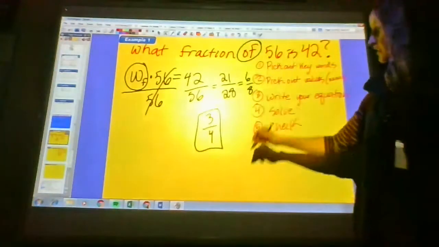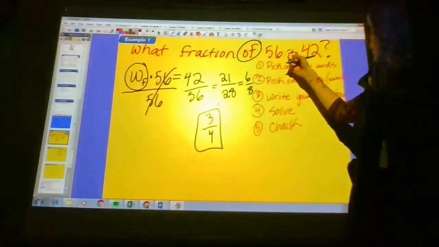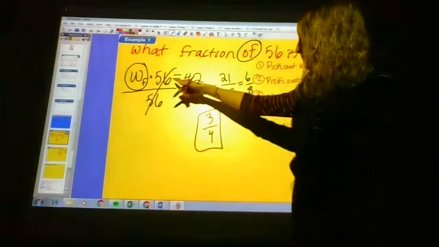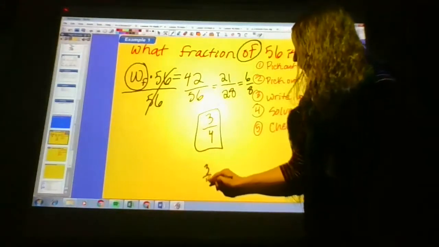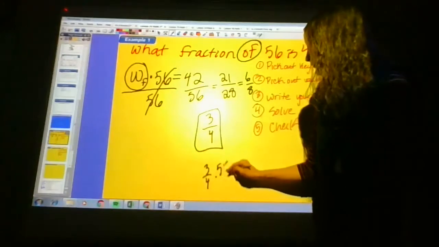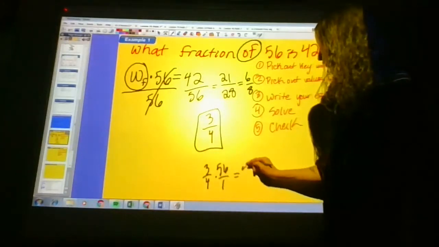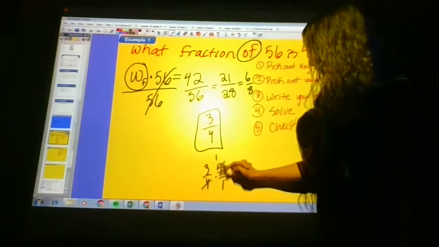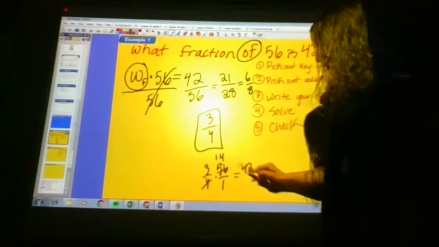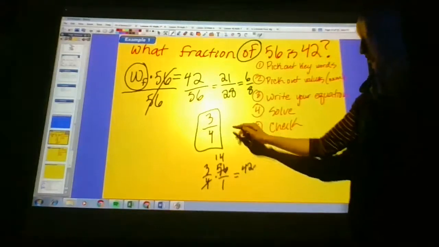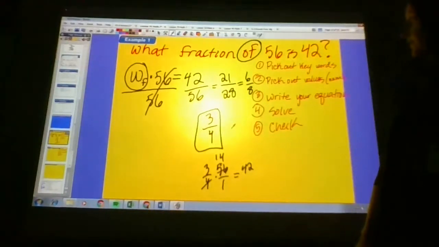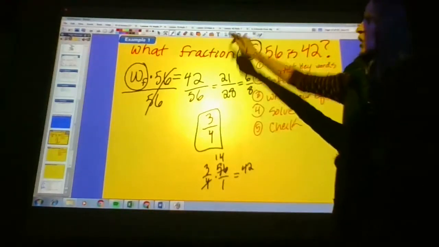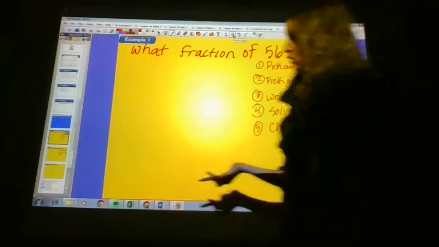Now, how can we check it? What fraction of 56 is 42? If we plug it back into our equation, it would say 3/4 times 56 over 1 equals 42. Well, 4 goes into 56 14 times. 14 times 3 is 42. So we do have the right answer. So today's all about setting up equations and then solving those equations.